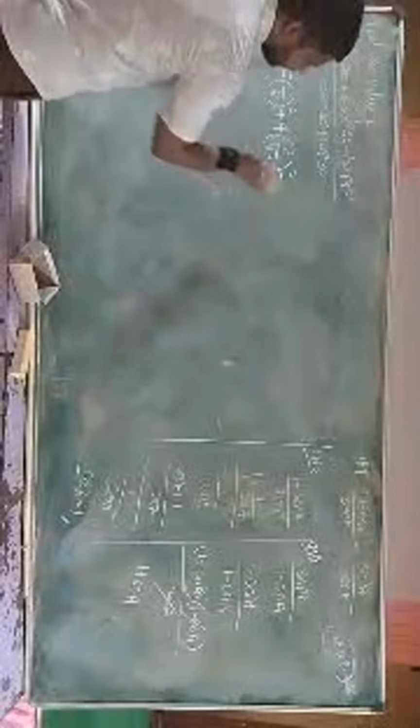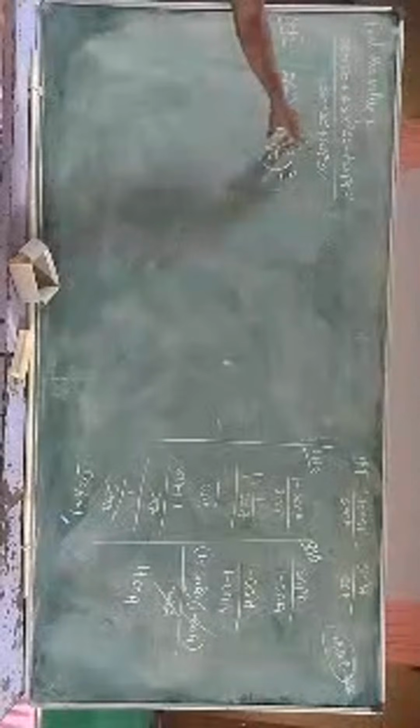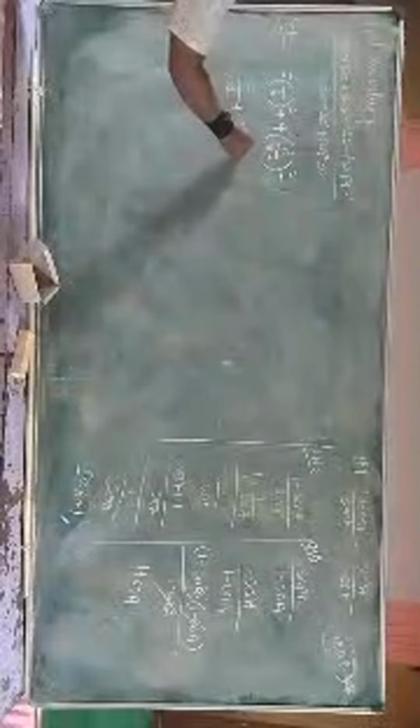So 2 upon root 3 whole square, minus tan square 45, which is 1 square, divided by sin square theta plus cos square theta, which is 1. No need to write the values, because we have the identity sin square theta plus cos square theta is equal to 1. So 5 divided by 4, plus 4 times 4 upon 3, minus 1 divided by 1. The LCM is 12.